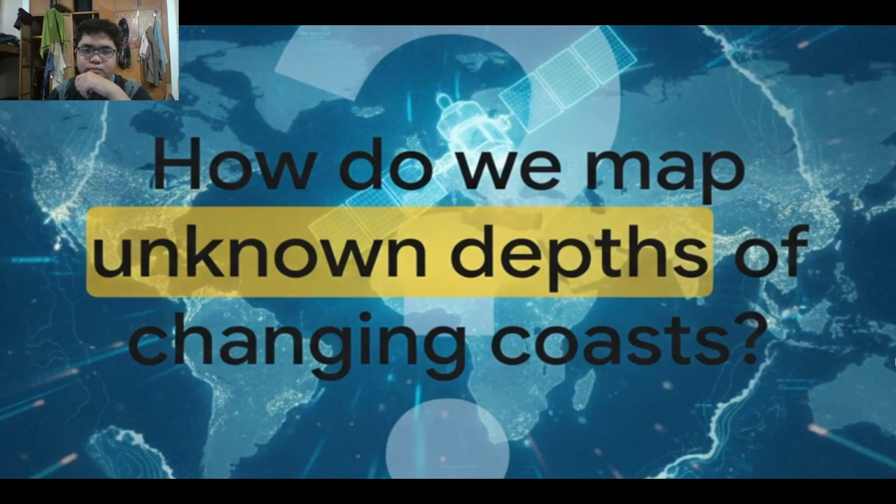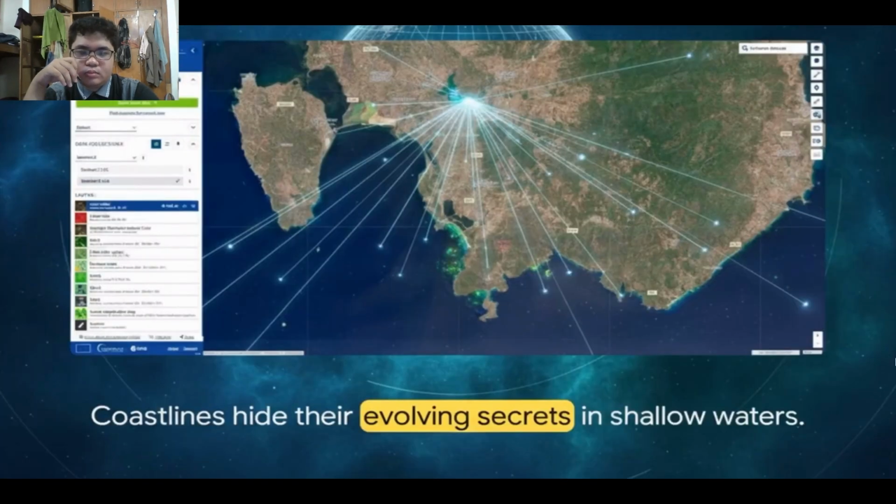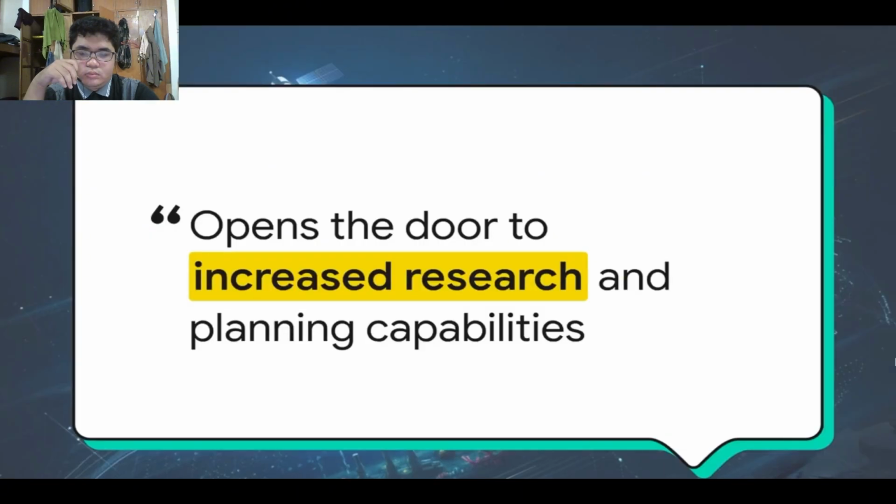Coastlines are always shifting, right? But mapping those underwater depths globally has been a massive unsolved headache. To actually map the entire globe, scientists realized they had to look up to satellites. This unlocks our ability to understand coastal mysteries on an absolutely massive global scale.